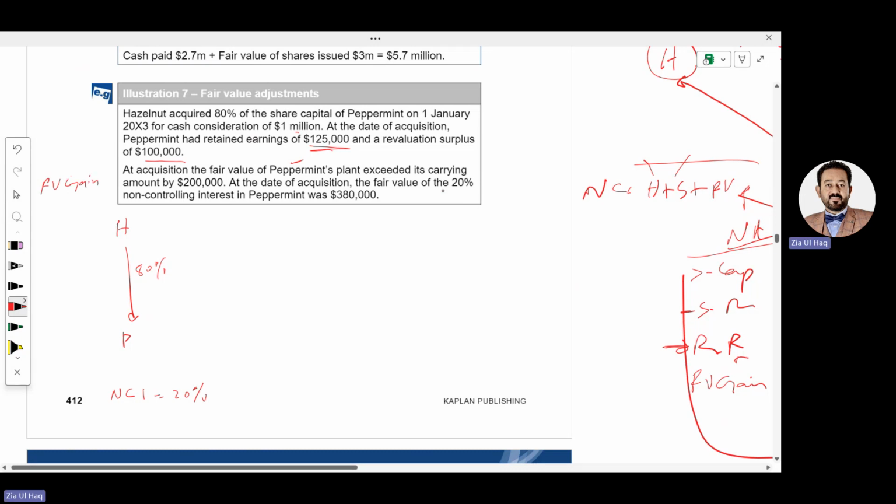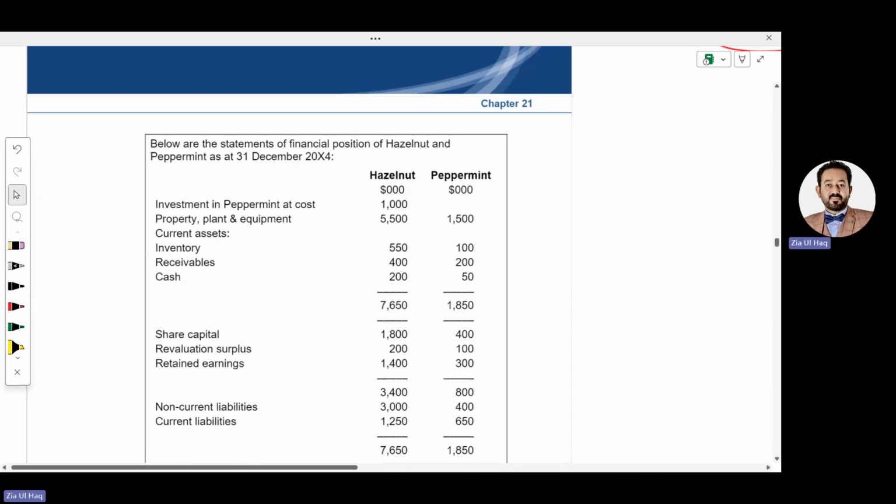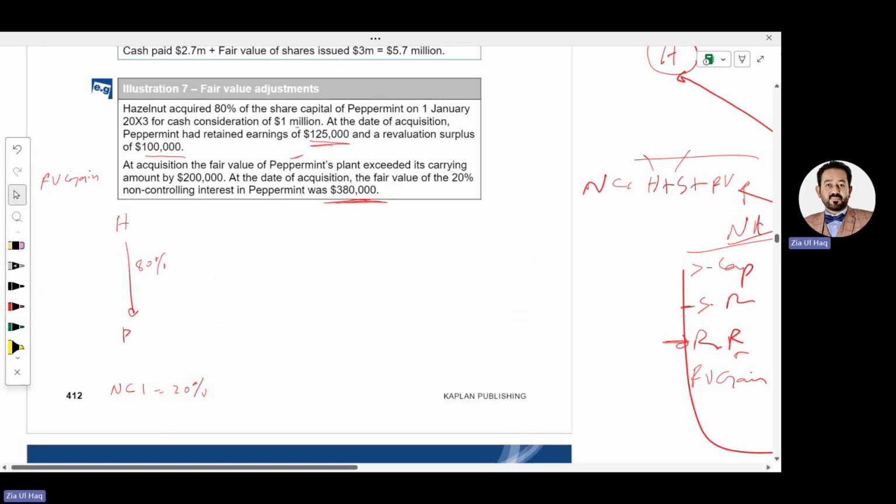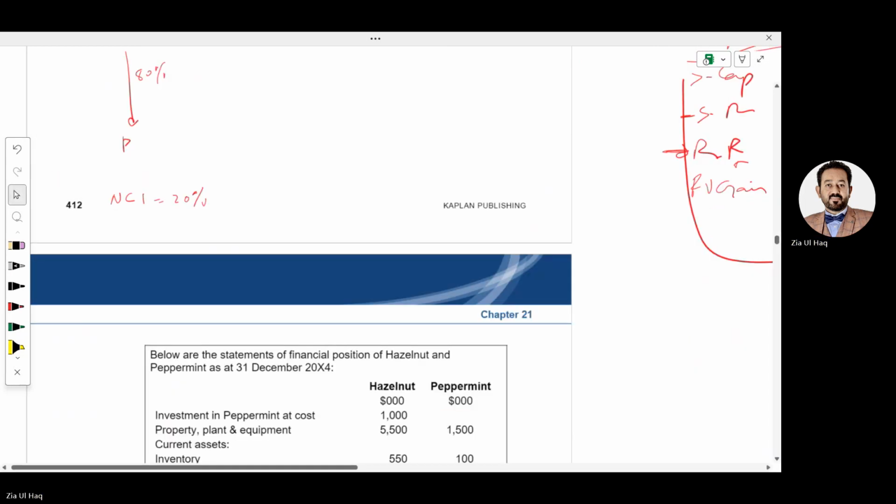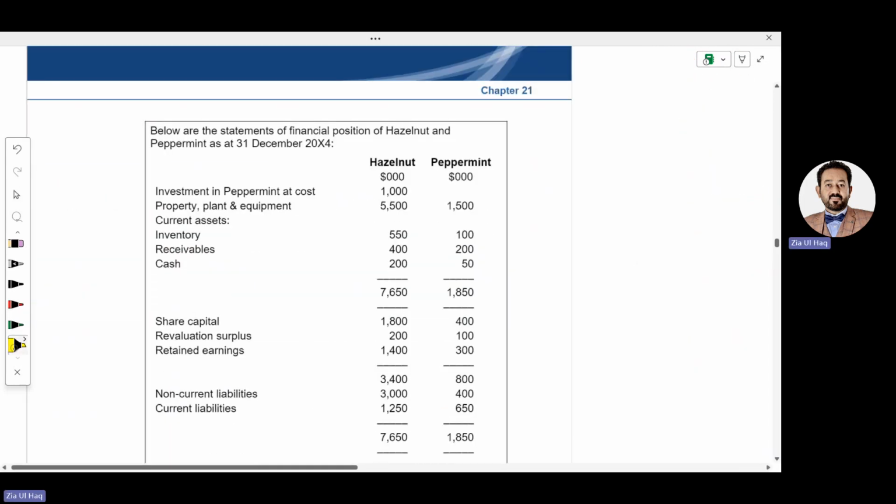At the date of acquisition, the fair value of the 20% non-controlling interest is 380,000. That will be used in the goodwill calculation. Below is the statement of financial position of Hazelnut. Investment in Peppermint is 1 million. That is the amount given here as well, the consideration paid. So this we need to exclude.